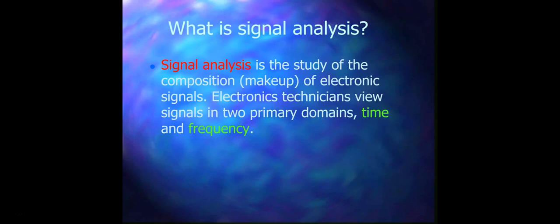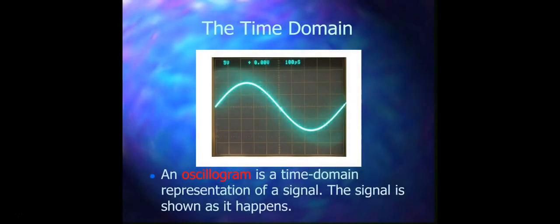All the signals we know have a time and frequency domain representation. To see the time domain, we normally use an oscilloscope, and to see the frequency domain, we use a spectrum analyzer. Now moving on to the next slide.